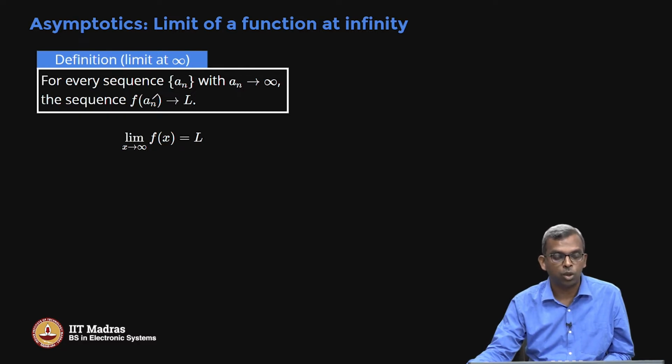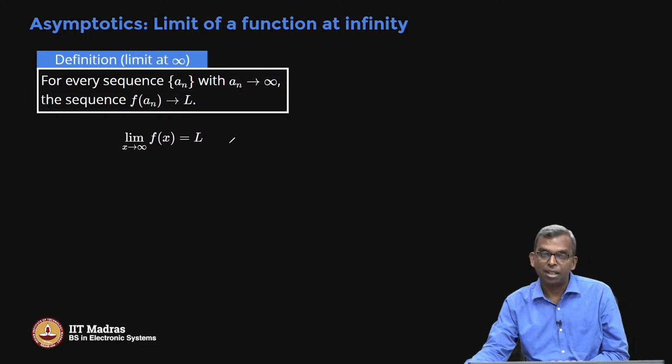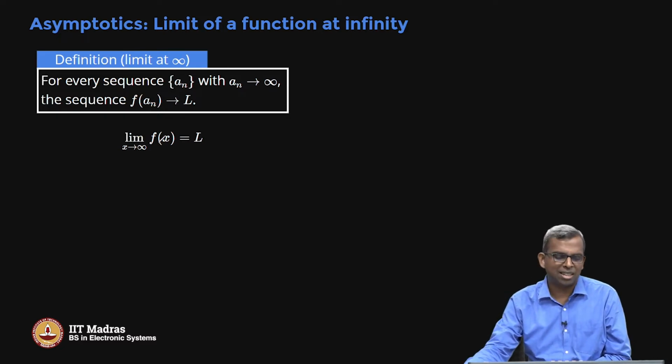Okay, so notice what's going on. For every sequence an which is blowing up, if you hit it with f, you should go to some L. If that were to happen, then you say that limit as x tends to infinity of f of x is equal to that particular value L. Is that okay? So there is no other notion here. With this, we define limit at infinity. A natural definition, right? As x grows to very, very large values, what value does f of x go to? So this is a way in which you formally define that limit.